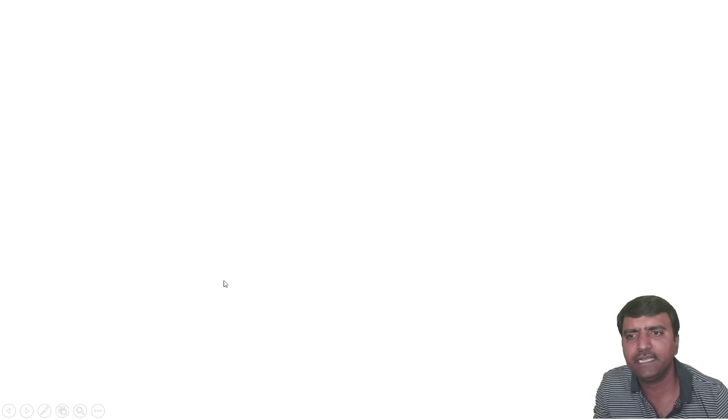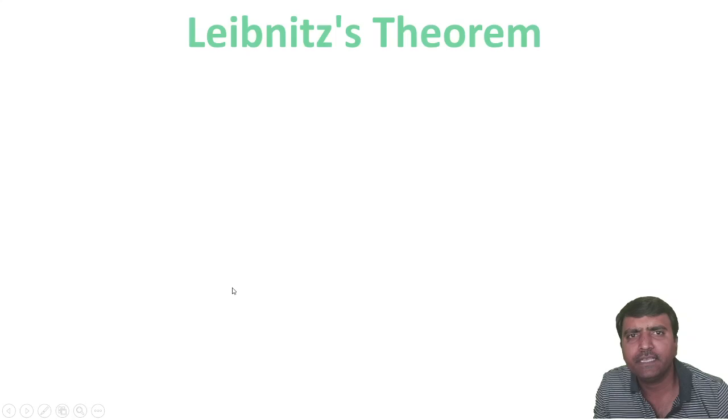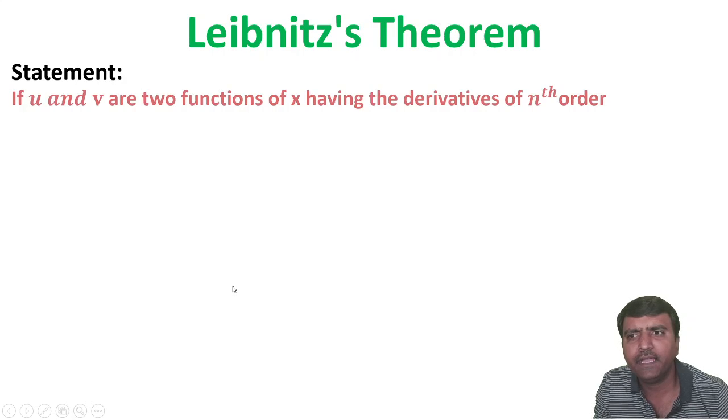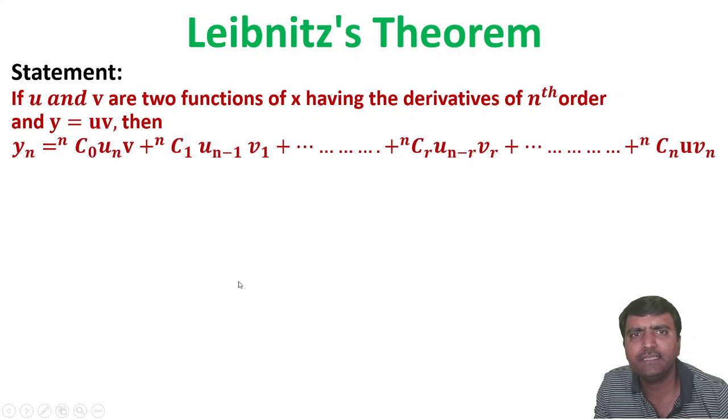This theorem states that if u and v are any two functions of x, then to find the nth derivative of their product, that is y equal to uv, where y is a product of two functions u and v, and u and v are functions of x, its nth derivative is defined like this.